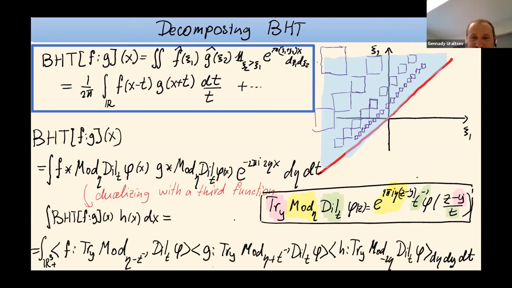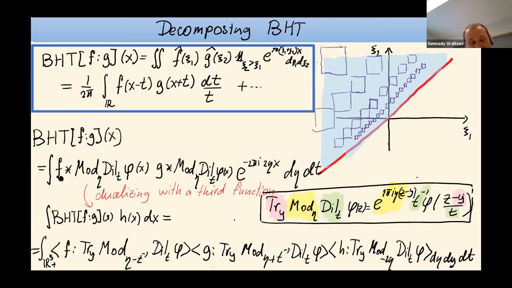Now, working with this directly is a little bit hard with the operator. So the standard thing that one does is dualize with a third function and study the trilinear form rather than the bilinear operator. So let's dualize with the third function. A little bit more geometric construction and algebra allows you to symmetrize this whole procedure and put a modulation and a dilation and a convolution on the third function too.